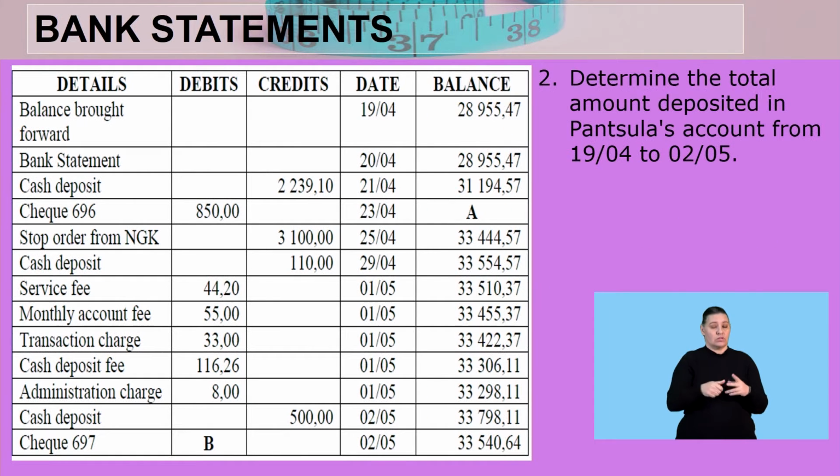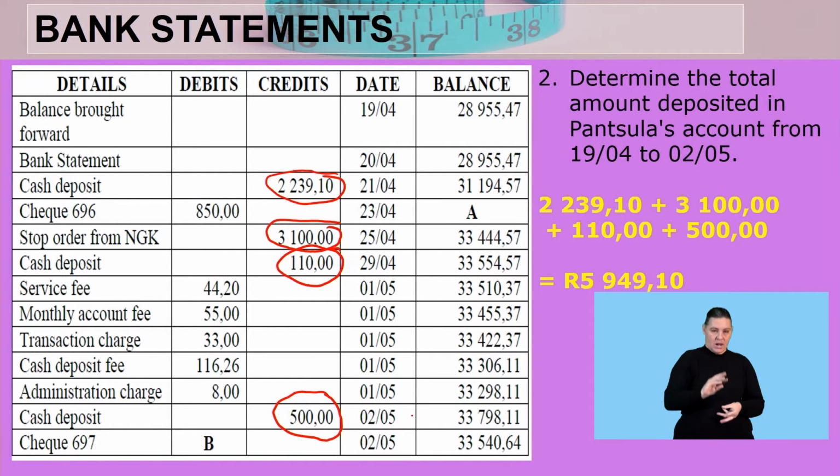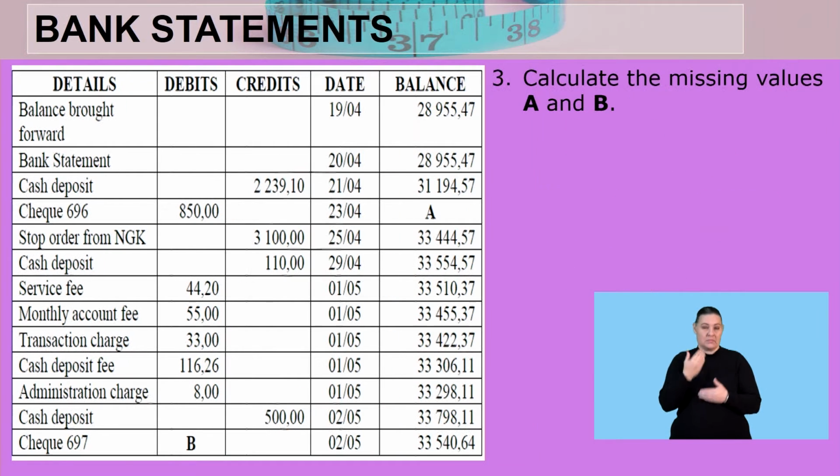The second question, determine the total amount deposited into Pantsula's account from the 19th of the 4th to the 2nd of the 5th. So if we look at this, we're adding all these amounts from the 19th of the 4th, where you have deposits. So here we go, the credits column. There's one, there's one, there's one, and there's the last one. And again that happened on the last day within our range. And we get 5,949 Rand, 10 cents. Aha, let's move along.